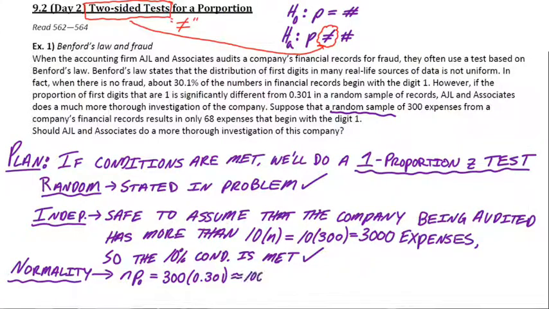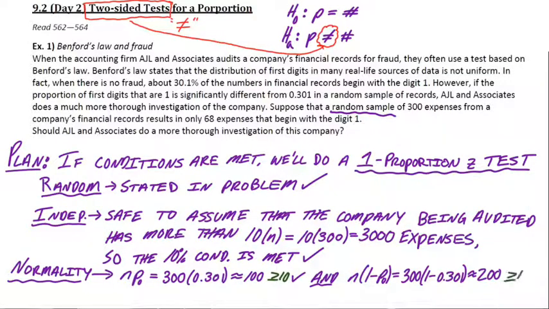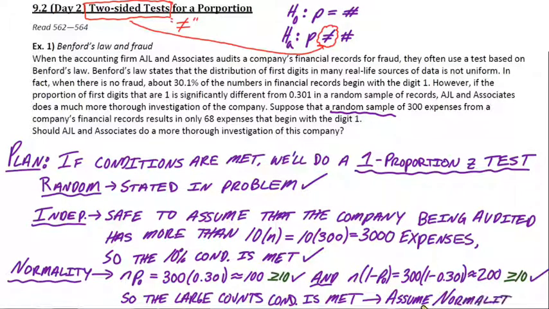which if we round it is about 100. So that's good, right? That's at least 10, so that gets a check mark. And we have to show the other way, so n(1 minus p naught), so 300 times whatever 1 minus 0.301 is, and that should get us approximately 200, which is also at least 10. So those are both good. So that means the large counts condition is all good, so that means we can assume normality.